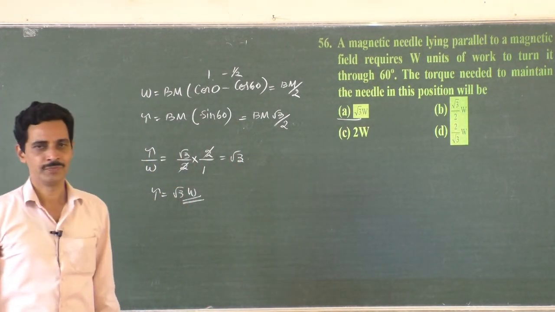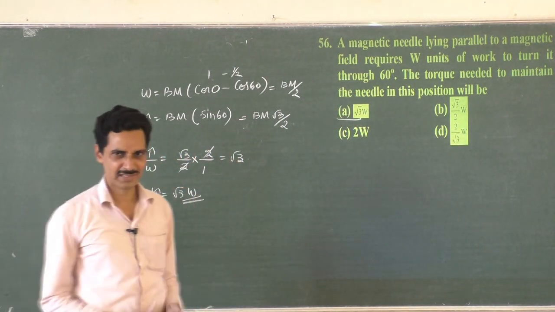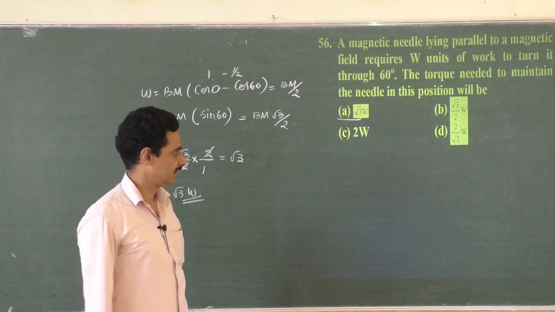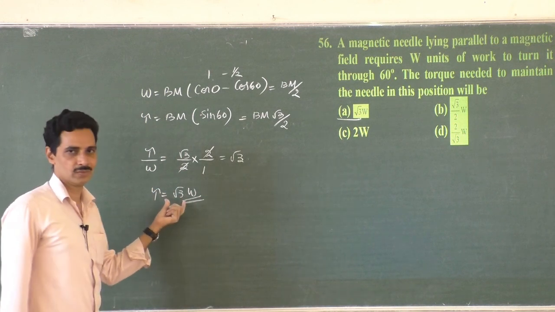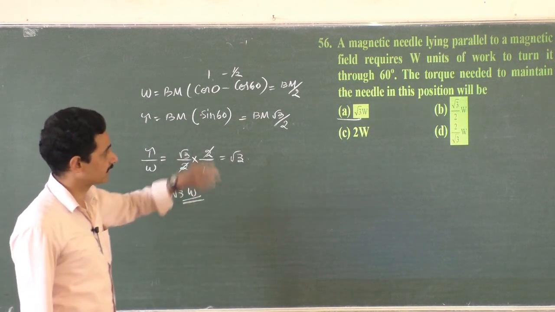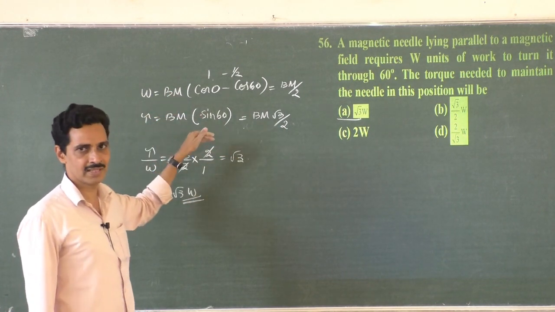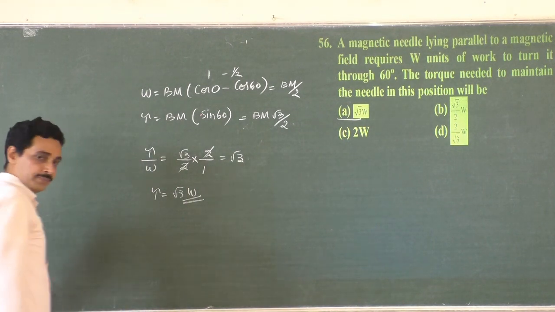Root 3 W. You can't see that because I have not enlarged it. Because of lack of time, it needs a lot of time to put effort into all these decorations, so I didn't do that. But you have the PDF, right? You see that. Root 3 W is the answer. So just see the answers. Torque is given in terms of work done. That means you have to mix it up. Either you have to substitute one in the other, or you have to divide. That is the only option left. So shall we move on?